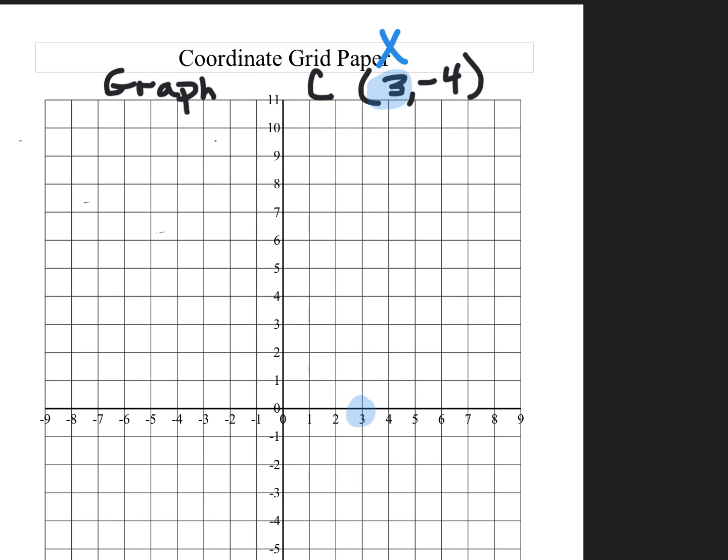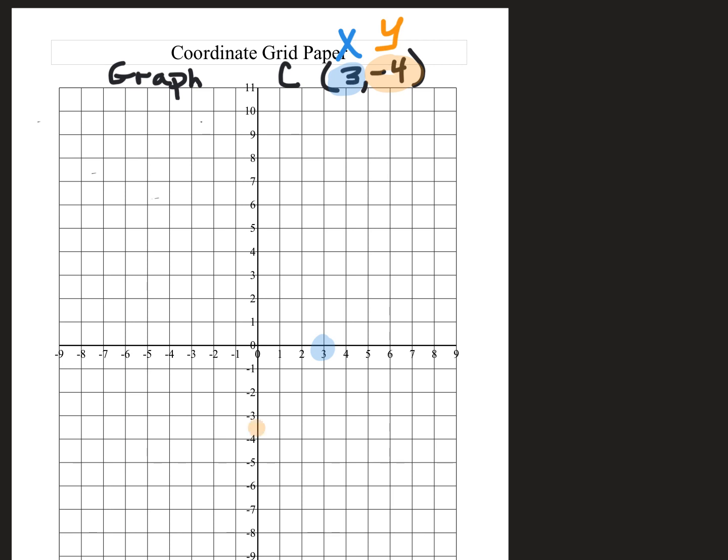So we know our coordinate is going to be to the right 3 because of that positive number. And then if I look at my second coordinate, -4, that is the one that tells you where it falls on the y-axis. And because it's a -4, that means it's going to be down. So where is the coordinate that lines up with +3 on the x-axis and -4 on the y? It's going to go right there.